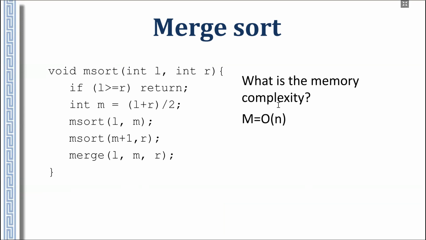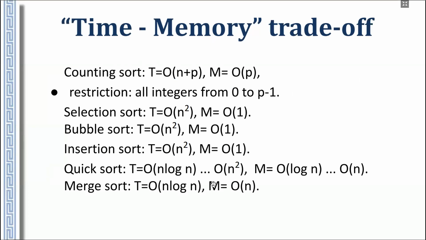What is the memory complexity? Here, memory complexity is linear because we need additional memory for merging, and in the first step the memory is already linear because we should have the whole additional array for merging. So finally, we get a solution that has exactly n log n complexity in the worst case, but memory complexity is always linear. Thank you for watching this video.